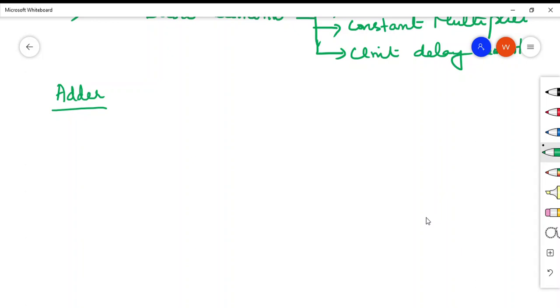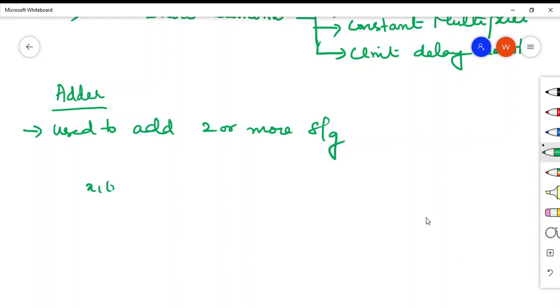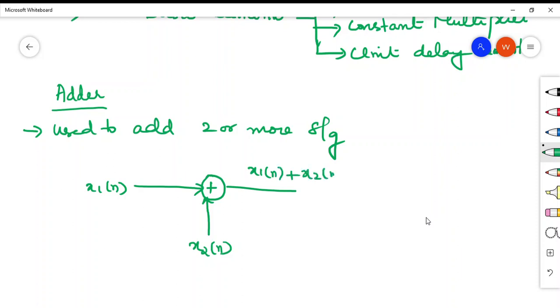So, adder is an element used to add two or more signals. This is a basic element used to add two or more signals. So, if you have two signals, let it be x1 of n and x2 of n, then these two can be added together with the help of adder, which is represented like this, and then output will be x1 of n plus x2 of n.